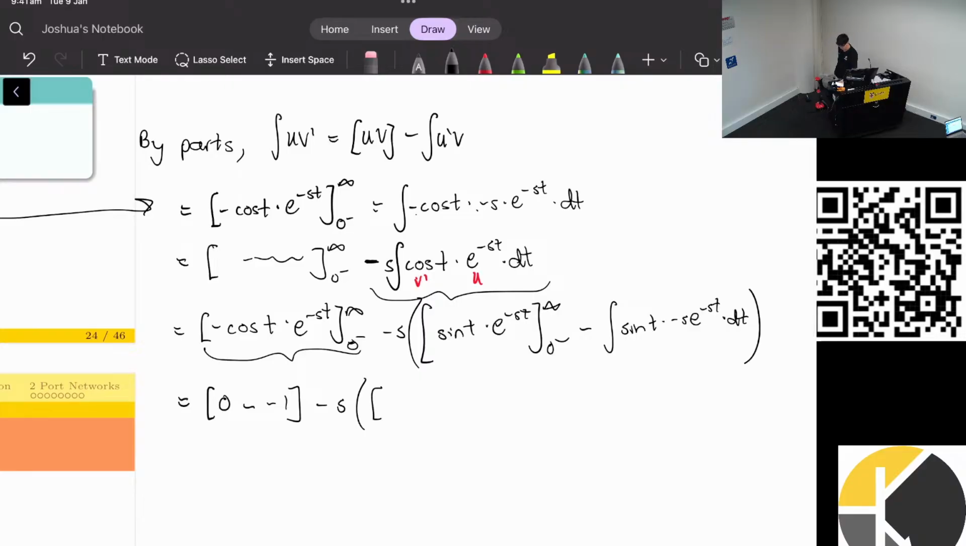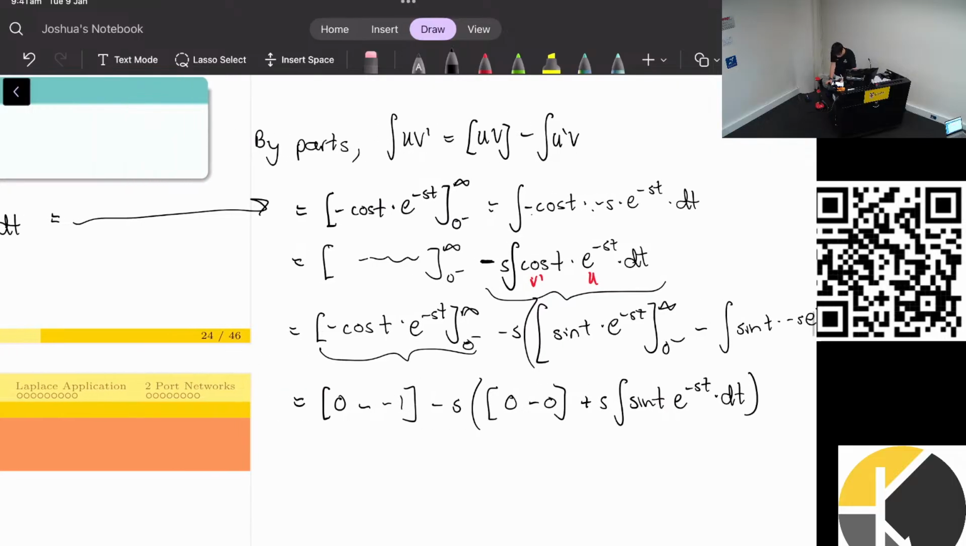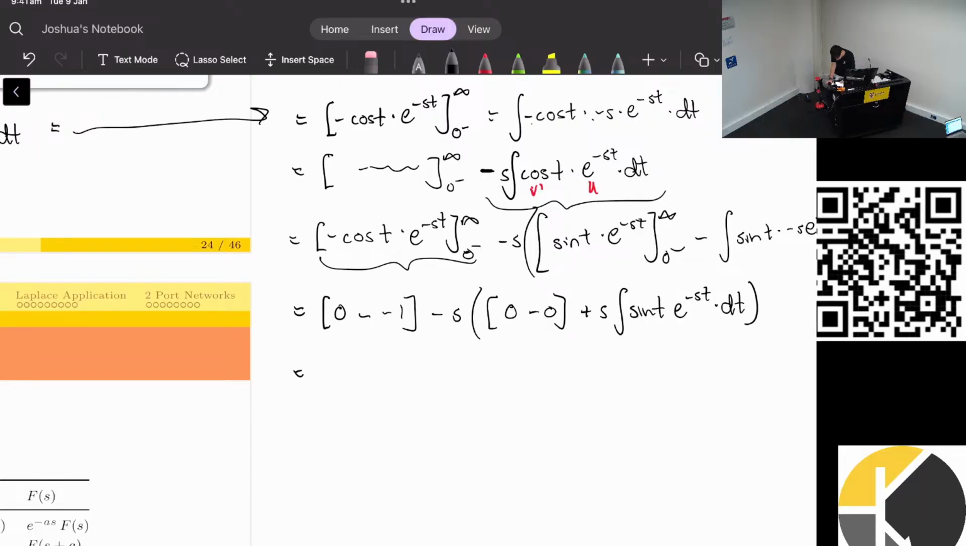The next part, I have s. If I put in infinity here again, the exponential will be 0. And then sine of 0 is 0, so this is also going to be 0. And then I have plus s integral of sine t e to the minus st dt. So now I can simplify it a bit. So this is just going to be 1 minus s squared integral of sine t e to the minus st dt.